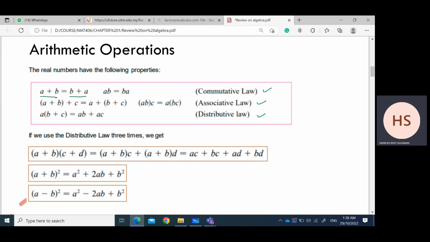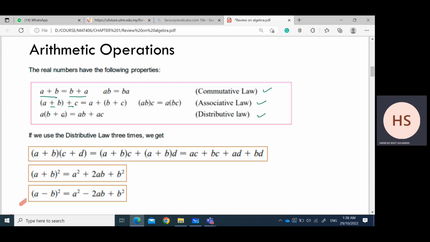So maknanya dekat sini untuk A plus B dia tak ada masalah dengan B plus A. Ataupun A darab B, it is equivalent with B times A. So this one we call it as a commutative law. Okay, so next we have associative law. So associative law, we have the same operation but different real numbers.